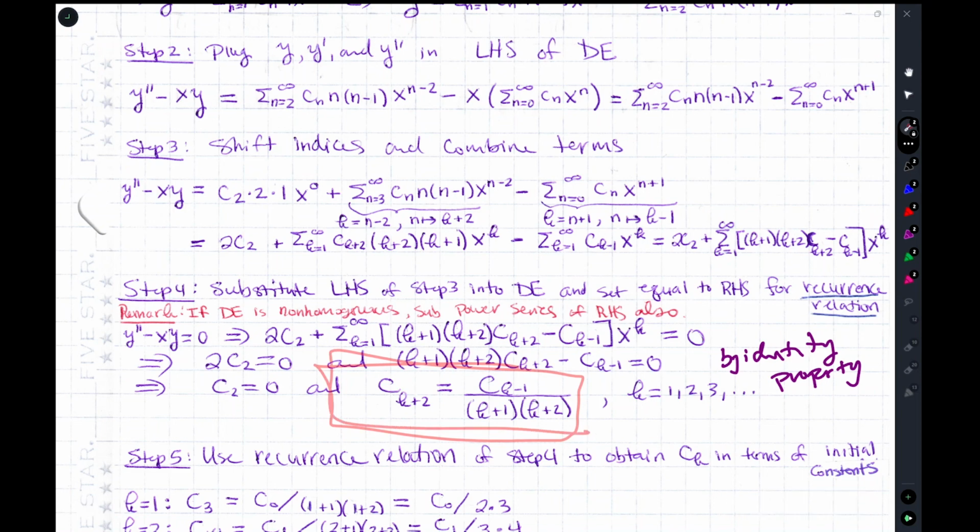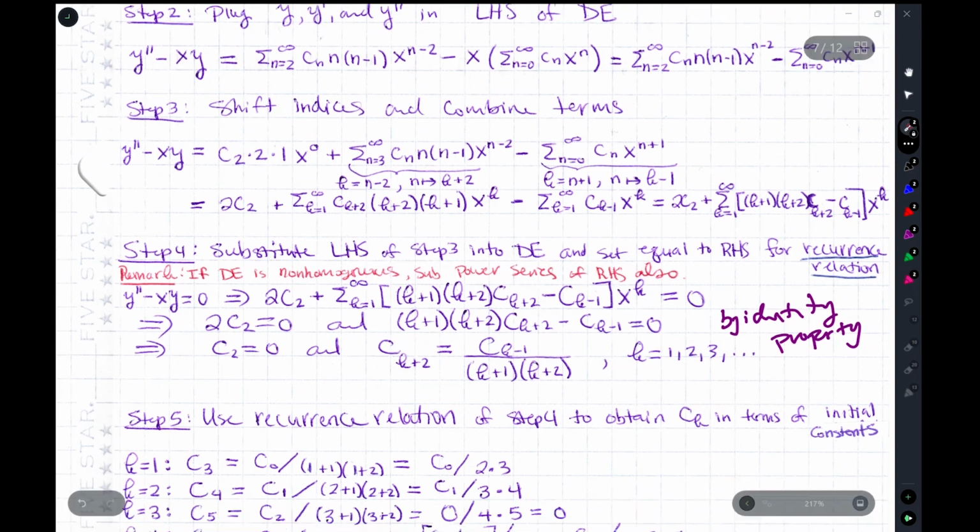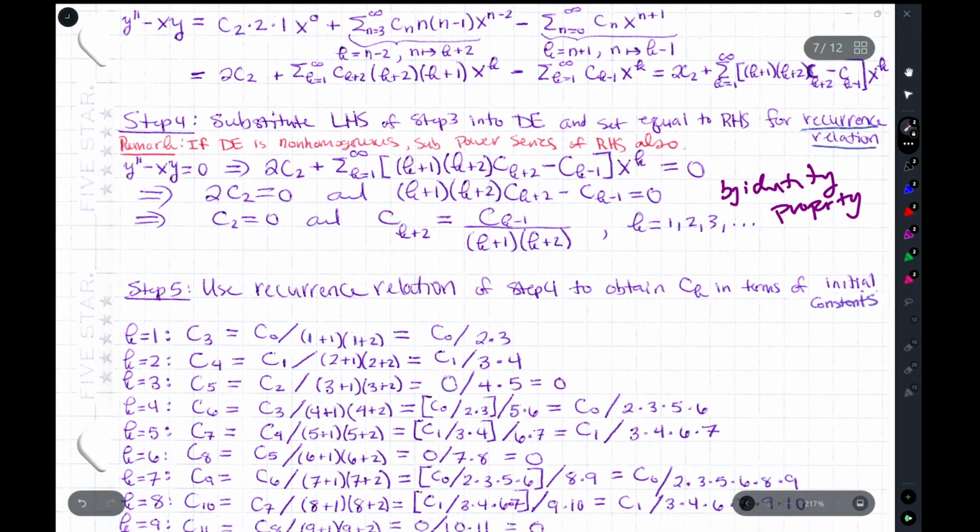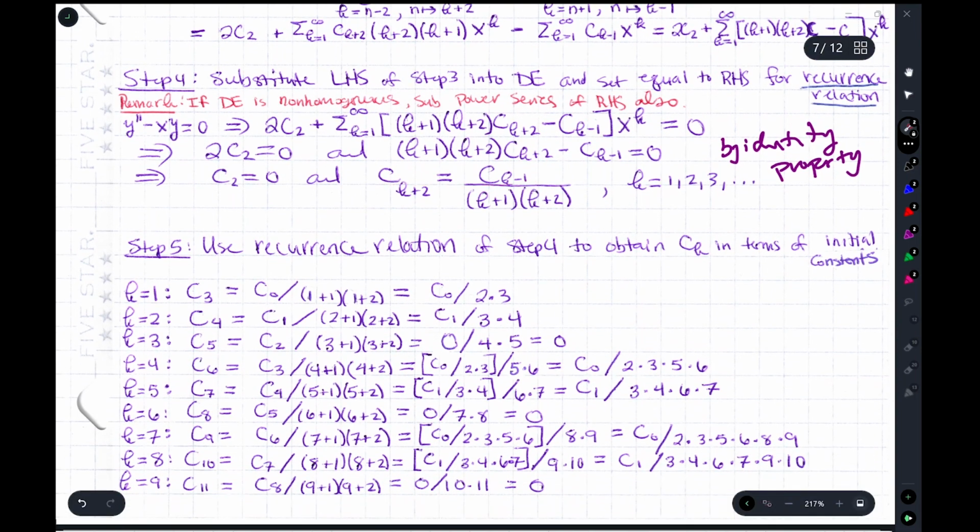And this thing here is called the recurrence relation. It just gives you the higher index terms in terms of the lower index terms. Future terms in terms of previous terms. And this is just a recurrence relation, and we want our ck's in terms of some base constants.